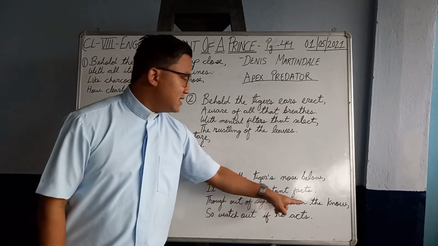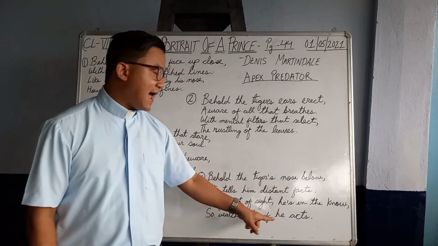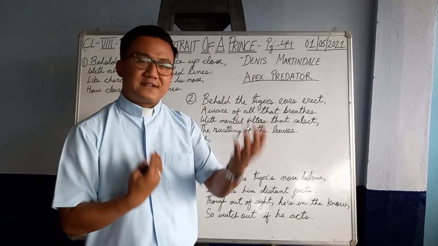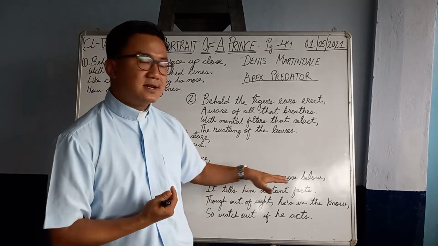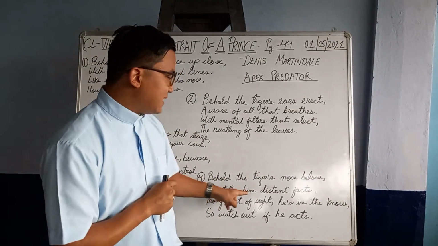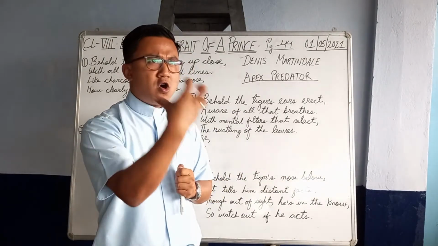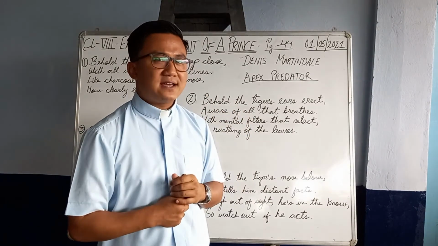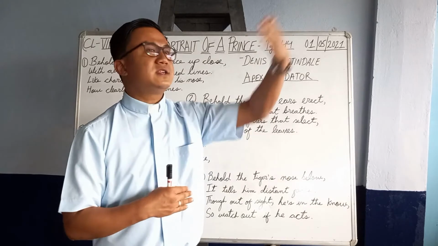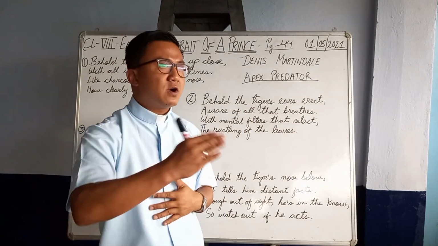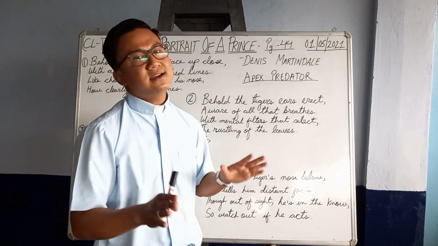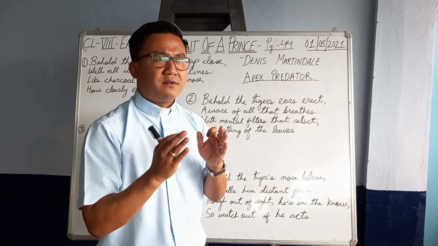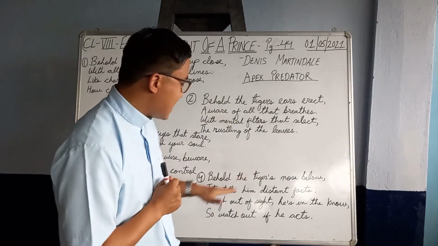Though out of sight, he is in the know, so watch out if he acts. Now in the fourth paragraph, the poet speaks about the sense of smell of the tiger. Okay? Behold, look at the tiger's nose below. It tells him distant facts. Now so strong and so sharp is the smelling sense of the tiger that it can know about distant places. What is there? Not only in its surroundings, but even in the distant areas. What is there, the tiger will come to know because of his sense of smell. So sharp and so very strong a sense of smell the tiger has.